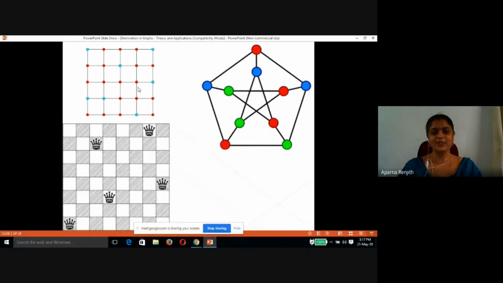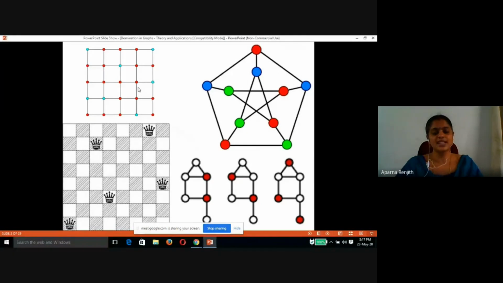Here is the very famous Petersen graph. You can see that the blue vertices give you a dominating set. Take any red vertex. You can see that it is adjacent to a blue vertex. Like that, you can check for each of them. So this example I have included to give you an idea regarding the difference between minimal and minimum.